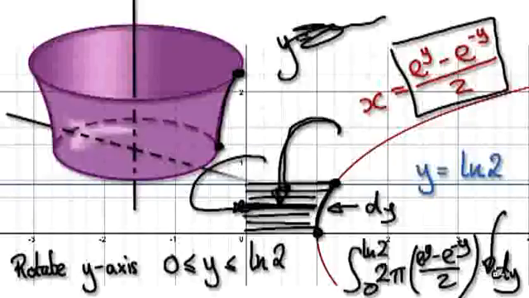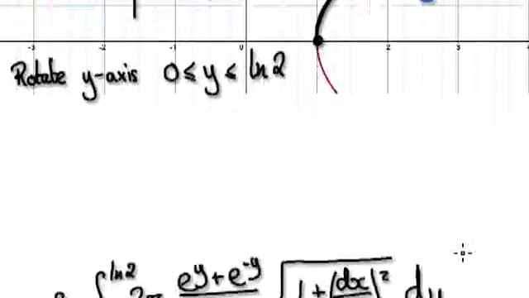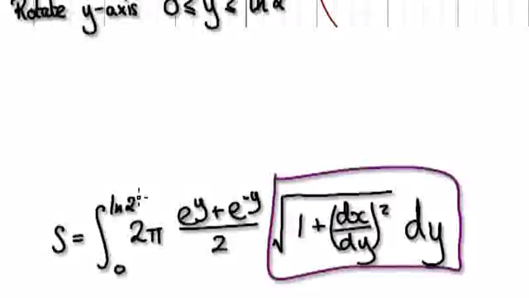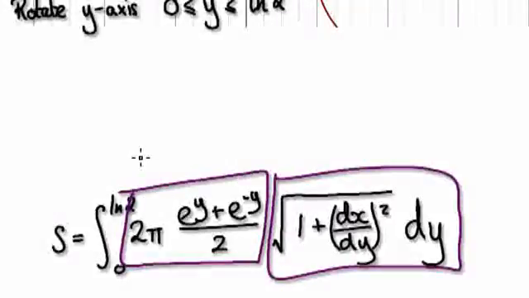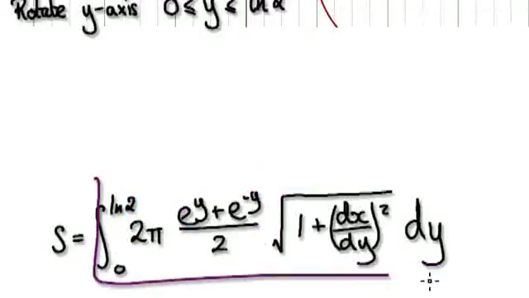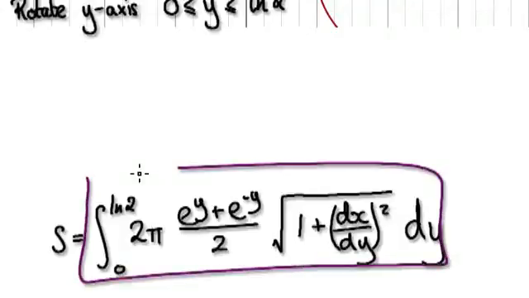And then you need to times it with the arc length. Well, the arc length is given by this. So this here is your arc length, and this here is your circumference. It's 2 pi r, but r happens to be this thing here. Well, the surface area will be given by this, remember, from 0 to natural log of 2. So now it's just a matter of evaluating this.